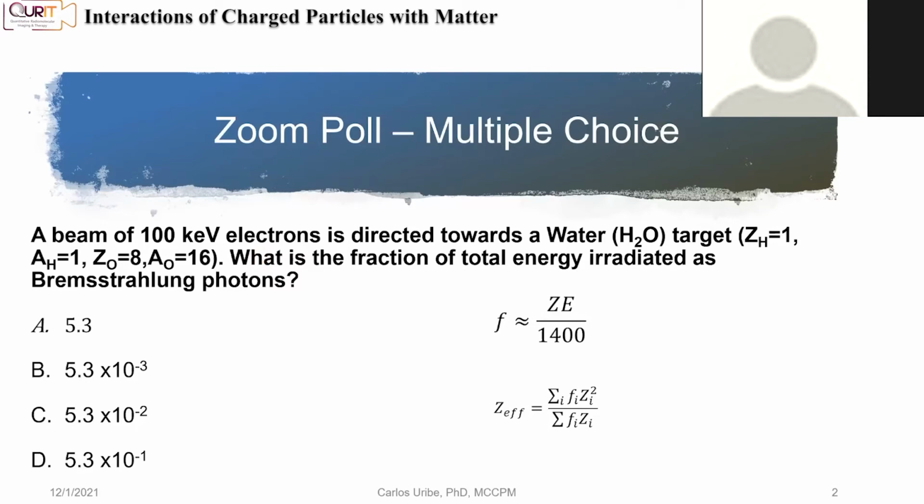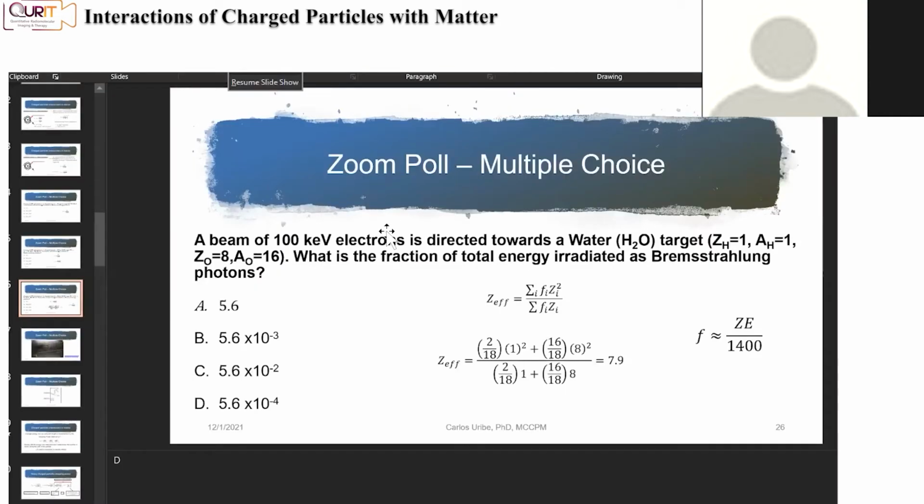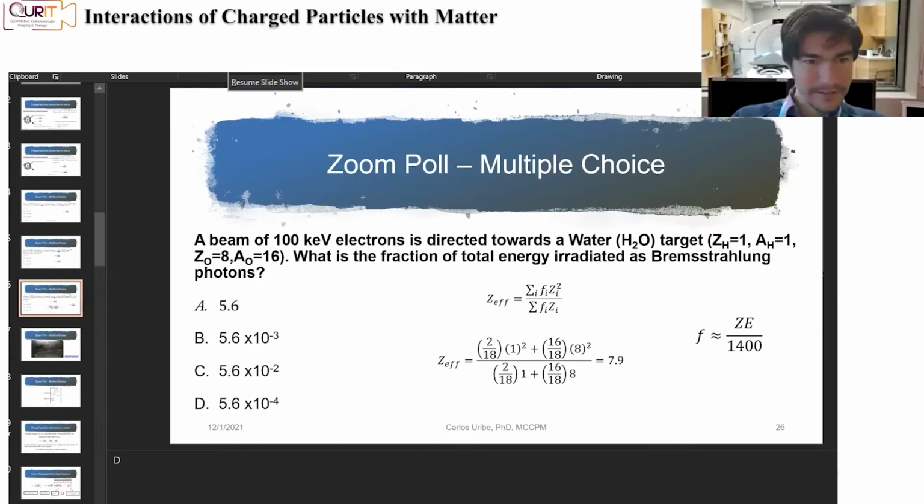I have this slide. Okay, I think I have the numbers wrong. Try to put the closest one.